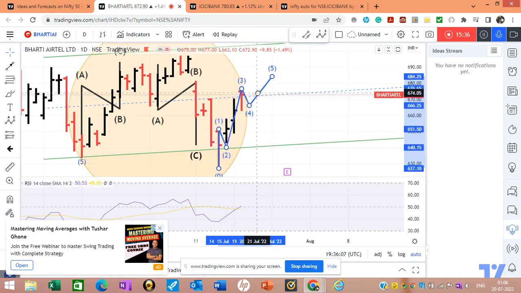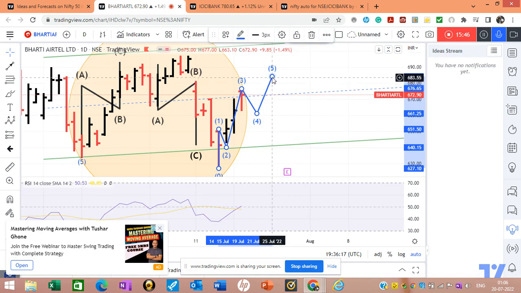So what should be my target? Okay, what should be my target? Of course, we'll have fourth wave corrections, and then the fifth wave.